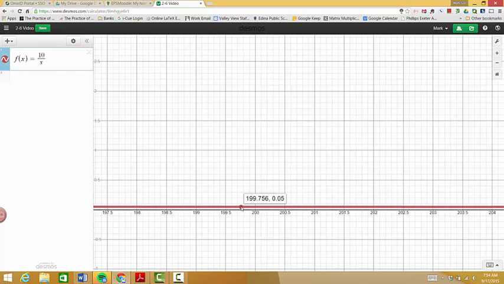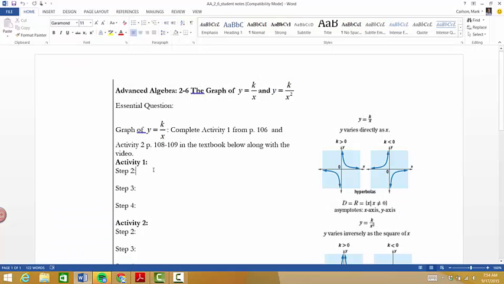Let's put our point on there, and you'll notice that way out here at 200, it's not 0 yet. In fact, it's never going to be 0. It will continue to get closer and closer and closer to 0, but it will never touch it. So the answer to step 2 in that activity is: the graph will approach 0, but it will never touch it.